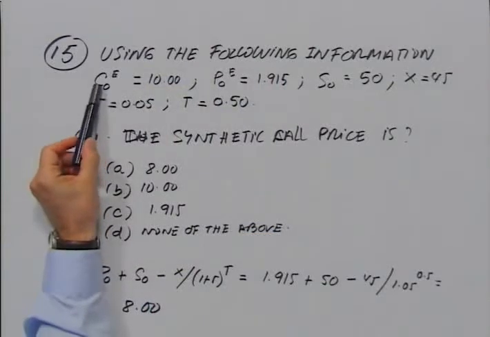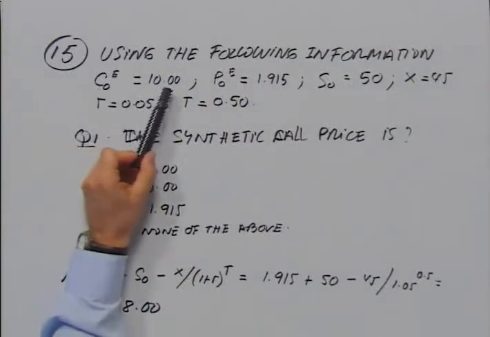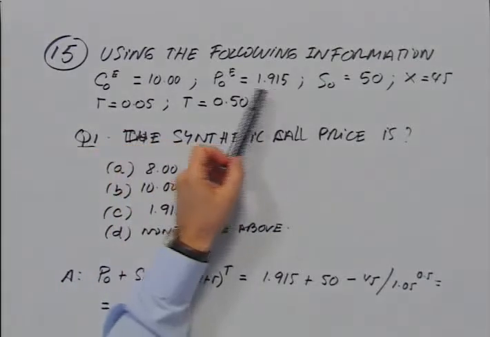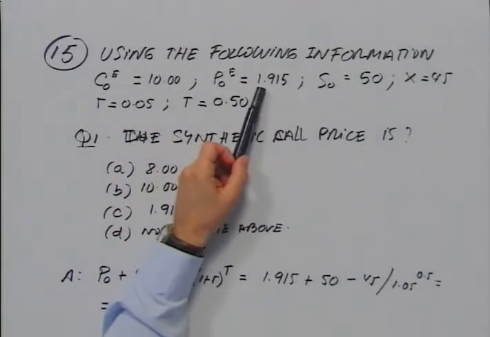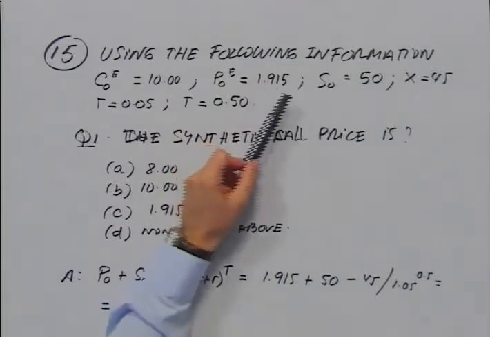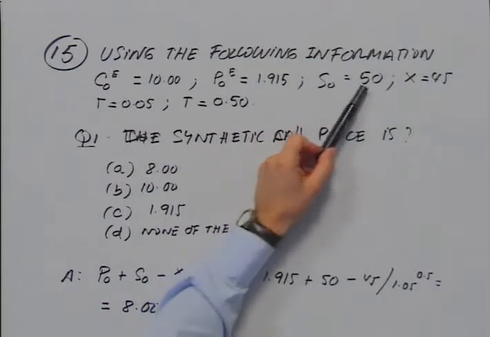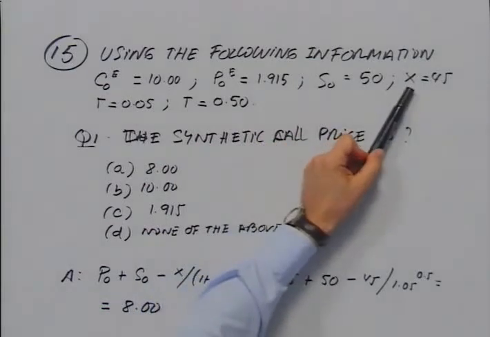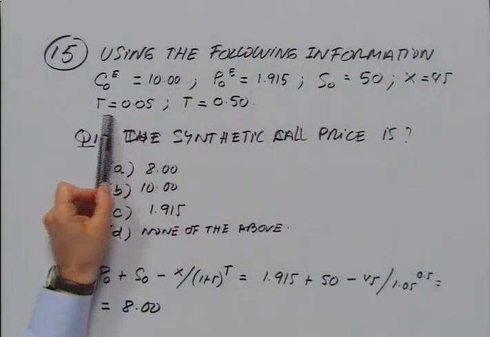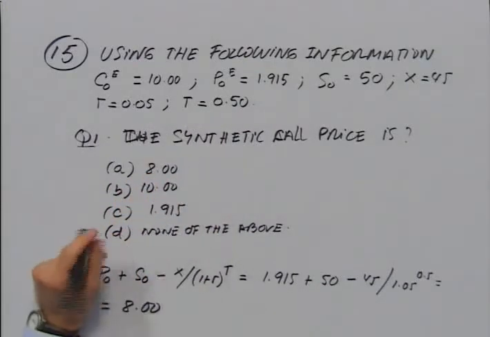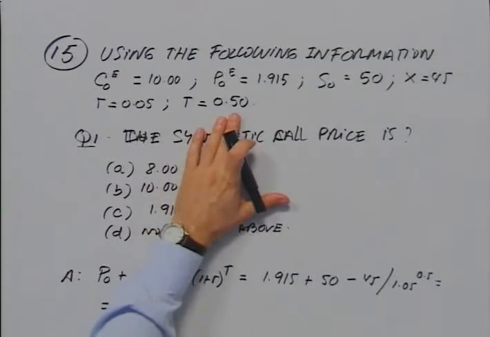We have a European call option whose premium is $10, and a put option whose premium is $1.915. The underlying, let's call this the stock price, is 50, and the strike is 45. The risk-free rate is 5%, and the time to expiration is 6 months, or half a year.